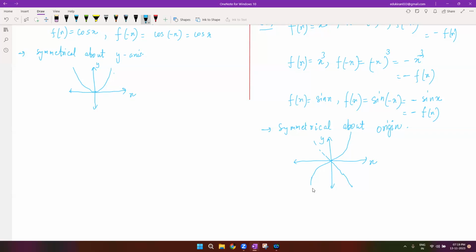For board exams, we only need to know what an even function is and what an odd function is. How to check this? To check, we replace x with minus x. If the function changes to its negative times, then the function is odd. If the function does not change, then the function is even. And if the function shows any other sign, for example, let's take this. Okay, let's take one more case.